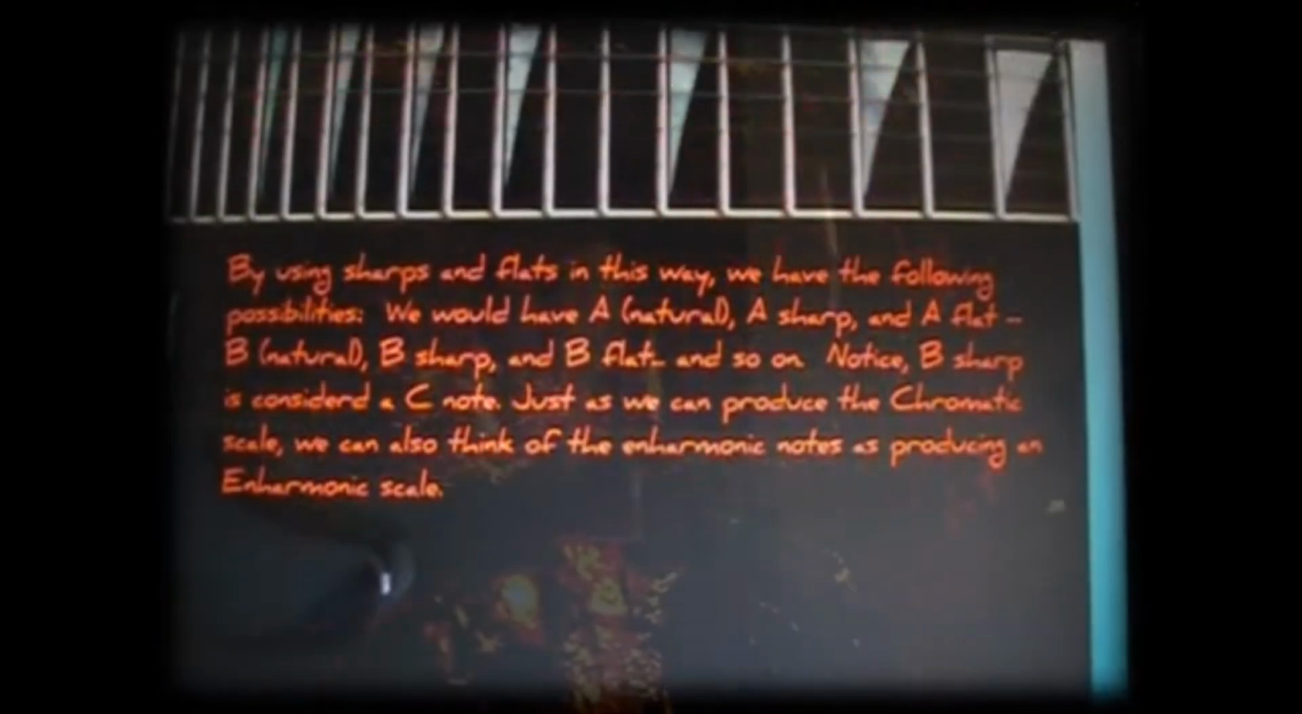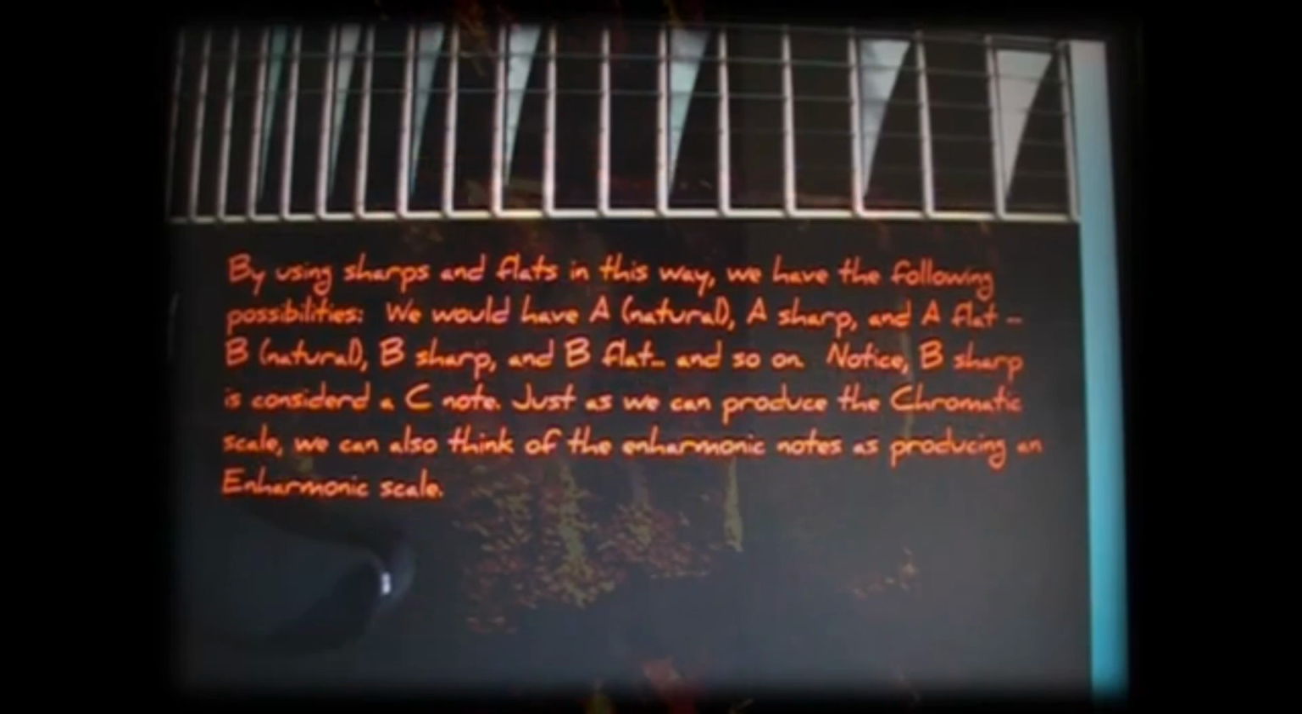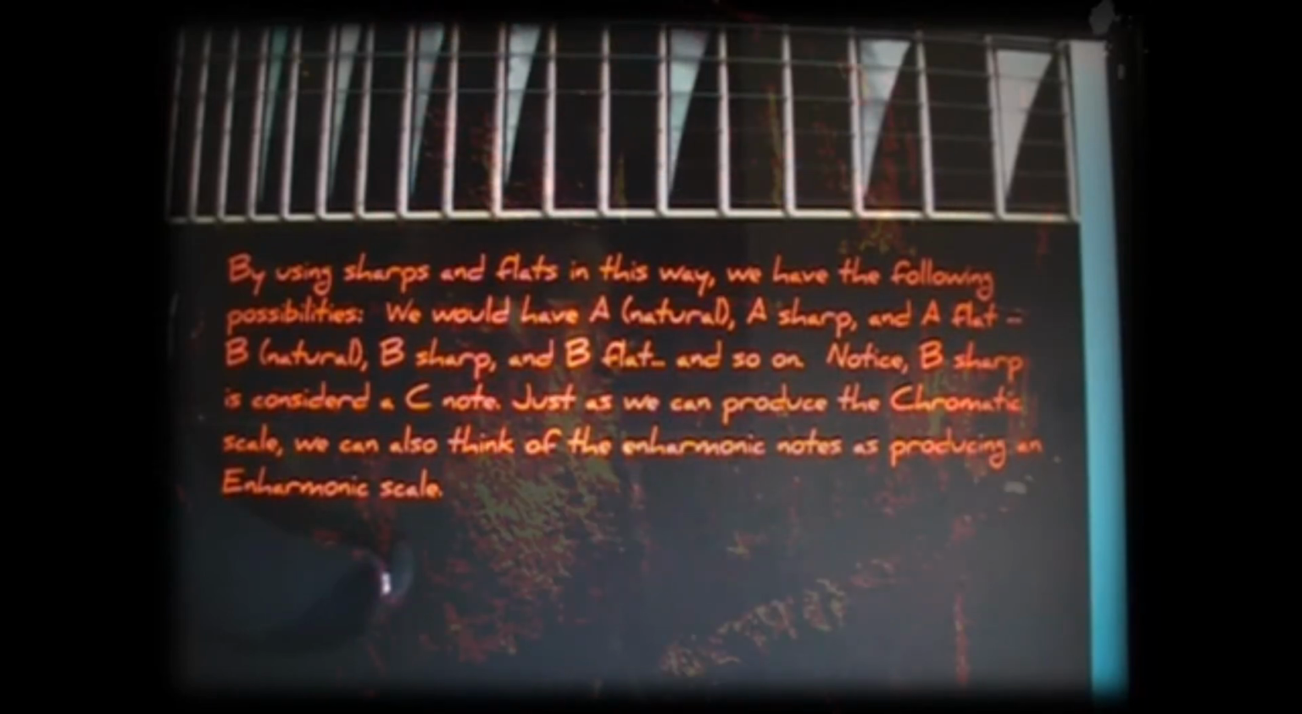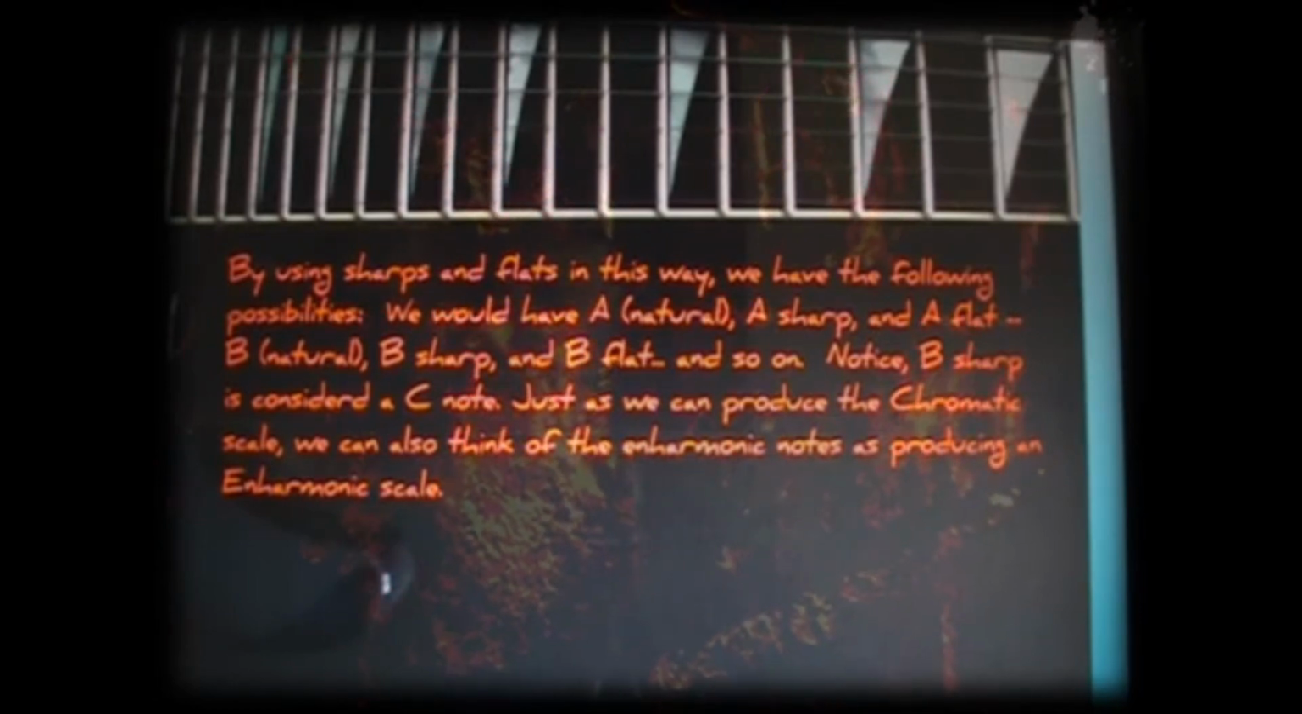By using sharps and flats in this way, we have the following possibilities. We have A natural, A sharp, and A flat, B natural, B sharp, and B flat, and so on. Notice, B sharp is considered a C note. Just as we can produce the chromatic scale, we can also think of enharmonic notes as producing an enharmonic scale.